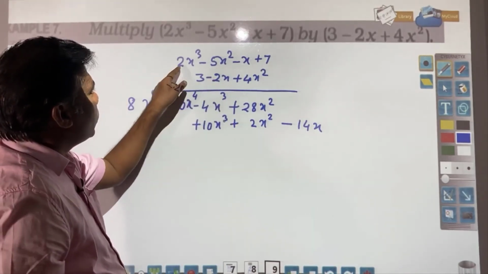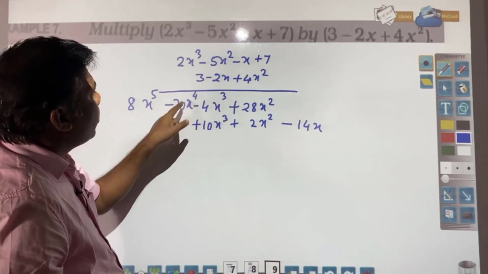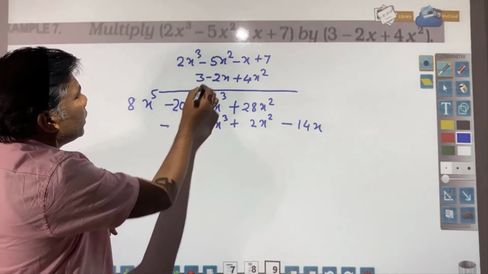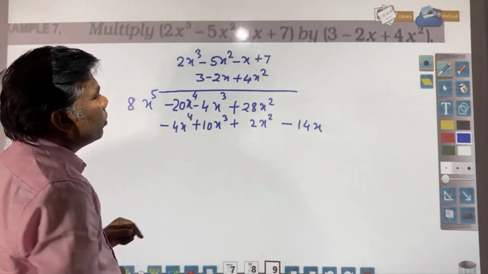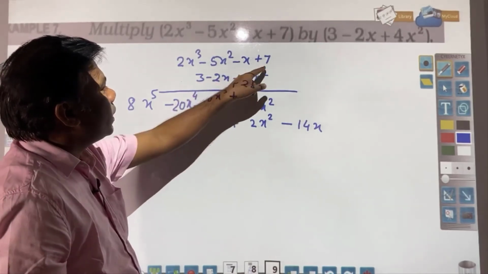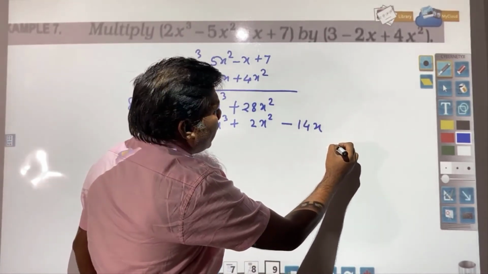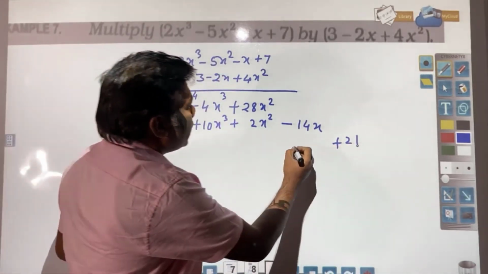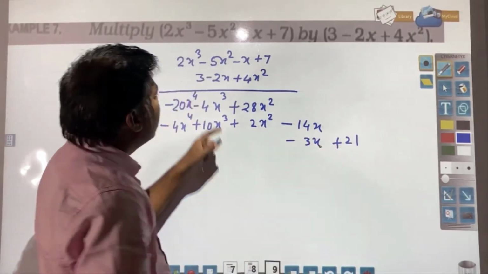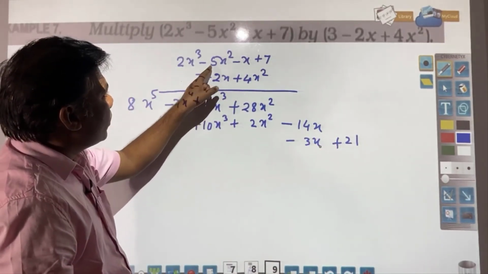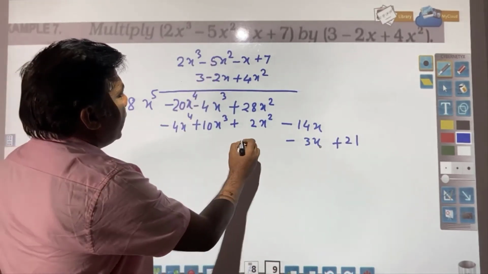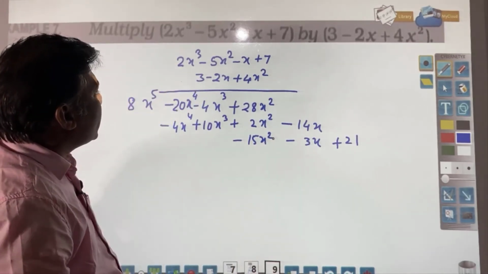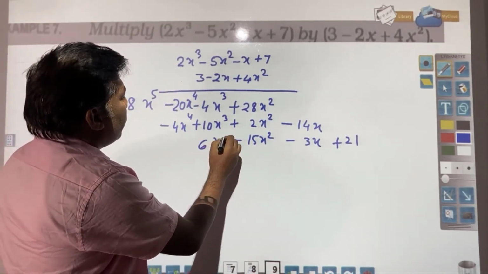Then minus 2x into 2x cube. So this will be x to the power 4 term. Minus into minus, minus into plus, it will be minus, 2 2s are 4, x to the power 4. Now with 3 you multiply. 3 7s are 21. Constant term you don't have, here you write 21. 3 into minus x will be minus 3x. Then you have 3 into minus 5, 15x square, minus 15x square you have written, and 3 2s are 6x cube.